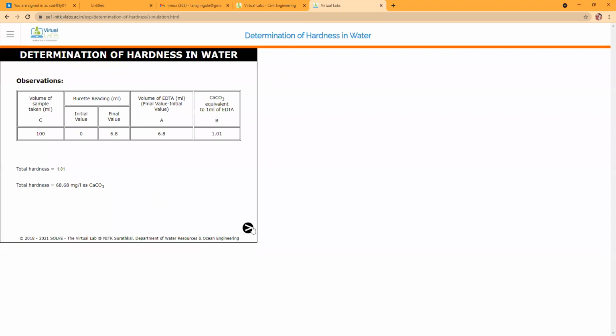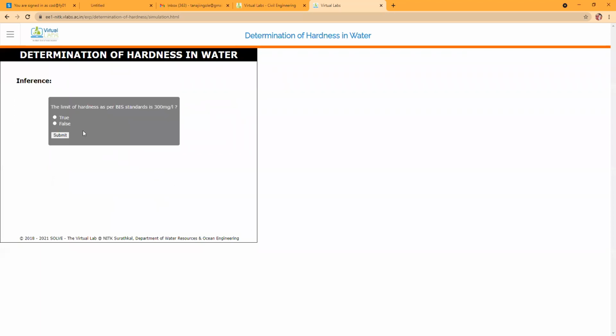Next part. The limit of hardness as per this standard is this. Let's see.